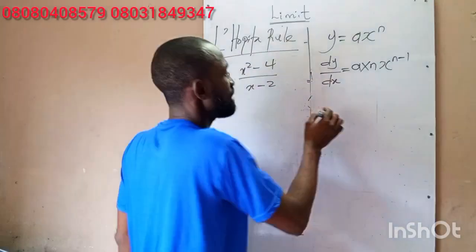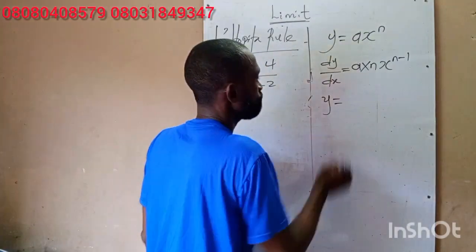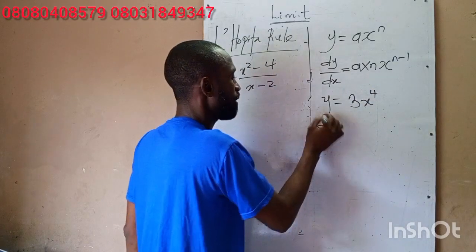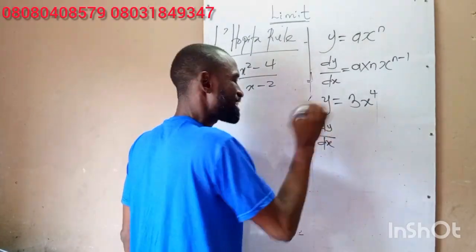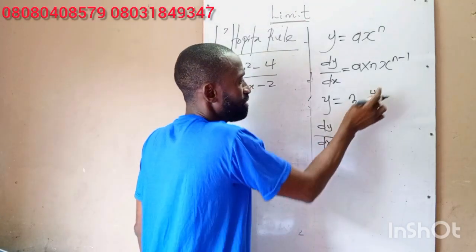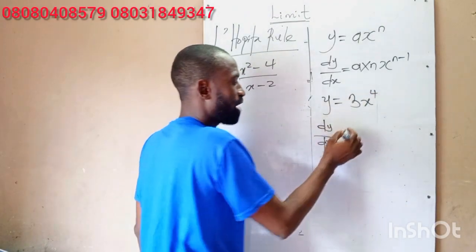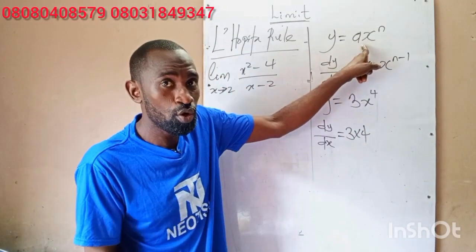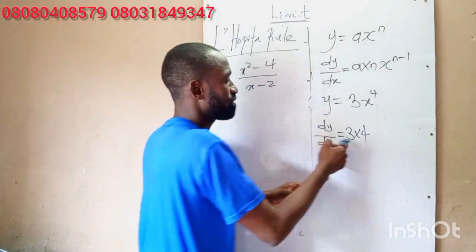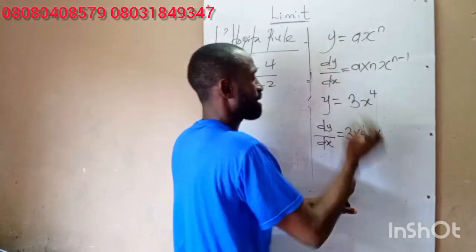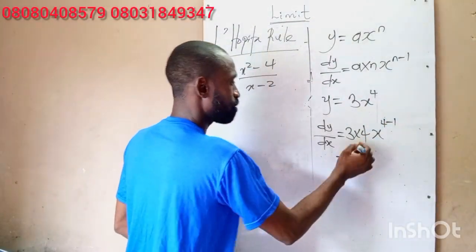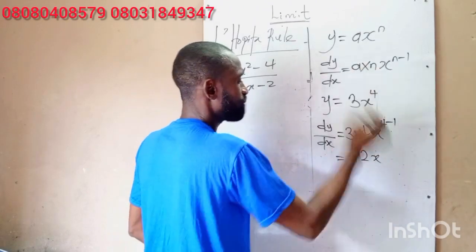For example, if I have y equals 3x raised to power 4, what's our dy/dx? To differentiate, it will be 3 times 4, using the power rule, or general formula. So 3 times 4, then I write my x back and subtract 1 from the power. This will now be equal to 12x raised to the power of 3.